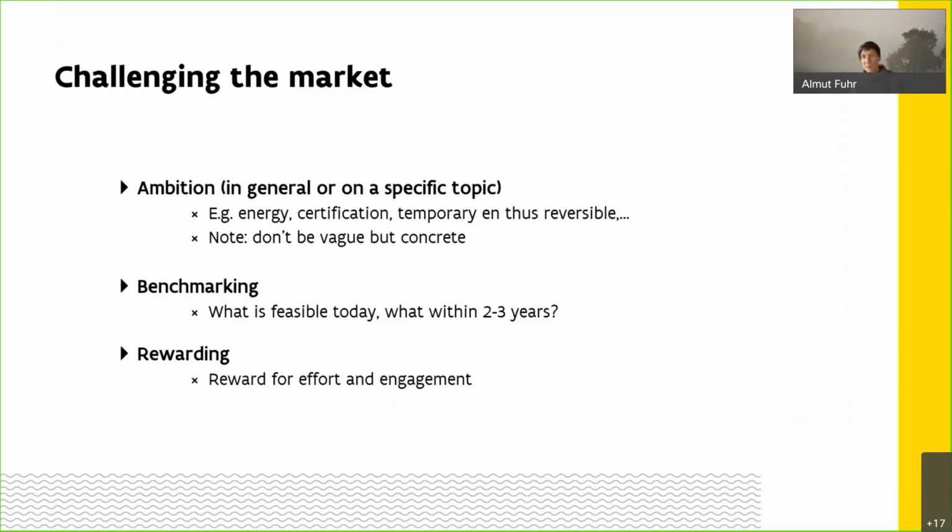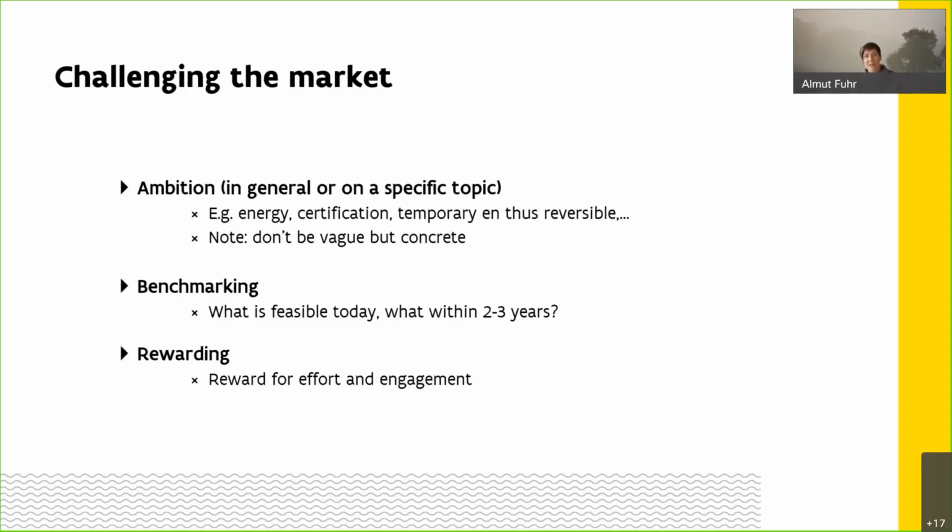So in the first phase, when we want to create impact, we have to think about our ambition. Do we want to challenge the market, or is mainstream okay? Are the normal techniques fine? So we have to think about the ambition, be it in general or on a specific topic. This can be on energy, on certification, on certain aspects of circularity, all of these topics as well. One risk is if it's too vague, just saying we want a circular building, it's not concrete and you usually don't get a concrete answer. So the more specific and clear your vision and ambition is about your project, the better the answers you will get.